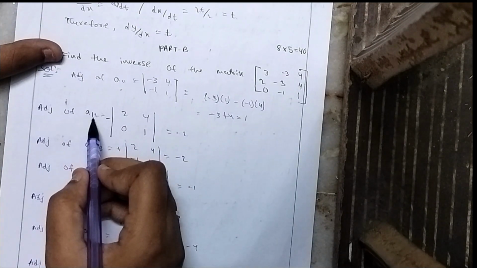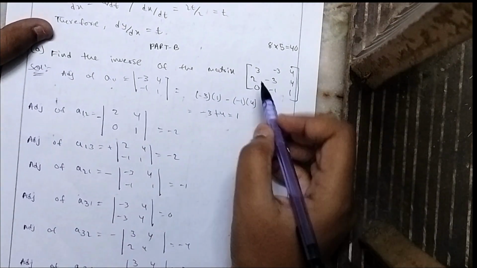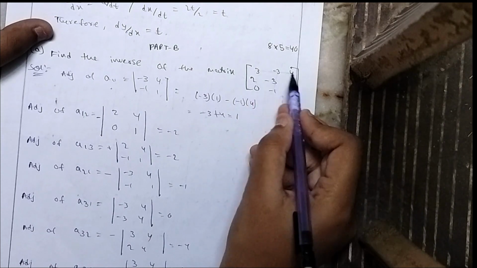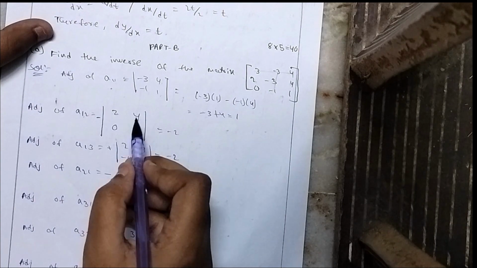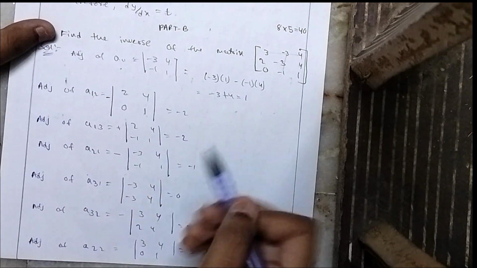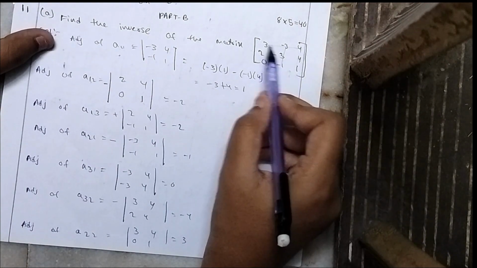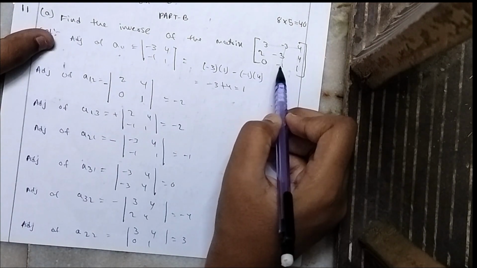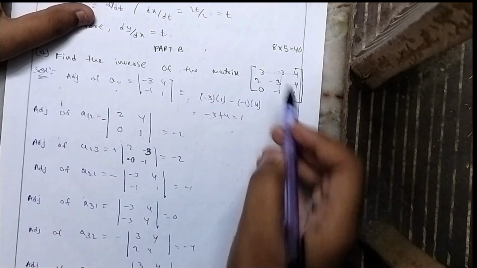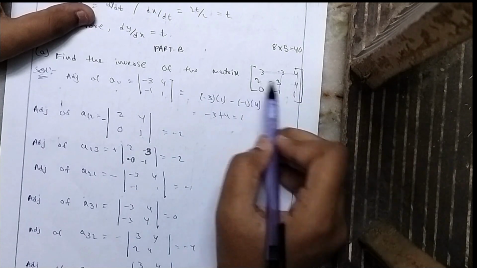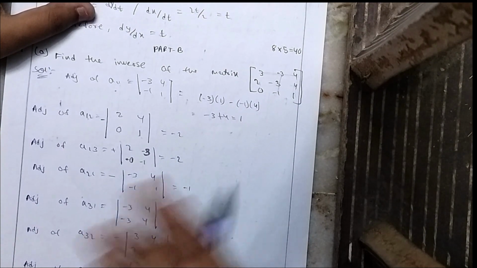And now the adjoint of A12, that means first row, second column. Closing this, 2, 4, 0, 1. So 2 into 1 minus 0 into 4, that equals 2. Adjoint of A13, that means first row, third column. So 2, minus 3, 0, minus 1. 2 into minus 1 plus 0 into minus 3, that equals minus 2.